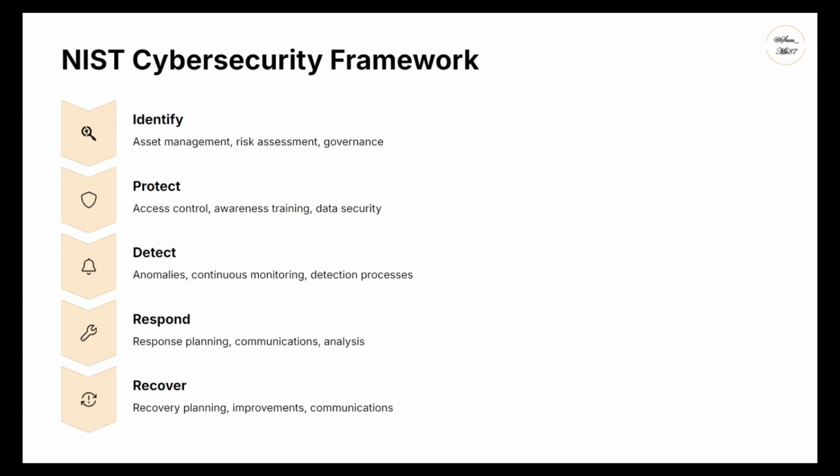Then we have detect, which is all about recognizing when something goes wrong. It involves identifying anomalies, implementing continuous monitoring, and establishing effective detection processes so threats don't go unnoticed. Once a threat is detected, we move to respond. This means having a plan in place to manage and mitigate the incident. Key actions include communication, analysis, and coordination across teams to contain the damage quickly.